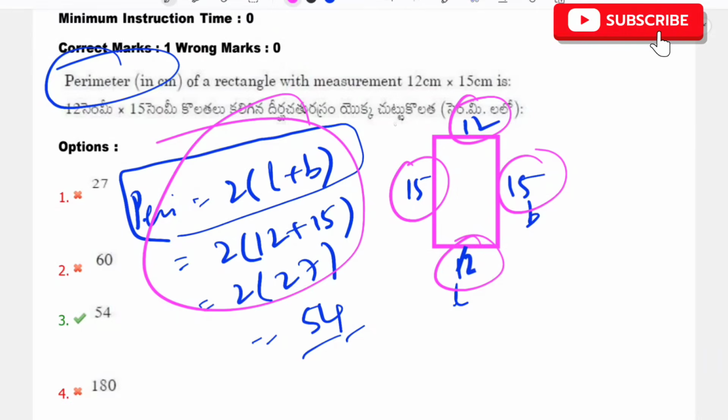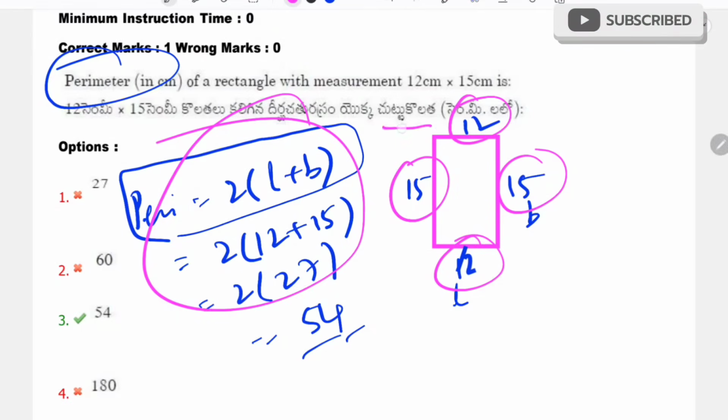See, in Telugu it is given, no? Chuttu kolata. This is perimeter. So easy. Language, mother tongue is very good. Those who are having Telugu, that is good. Anyway.